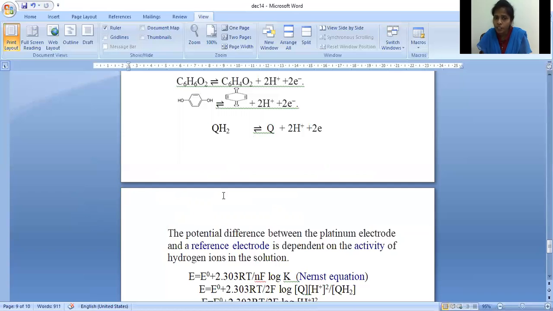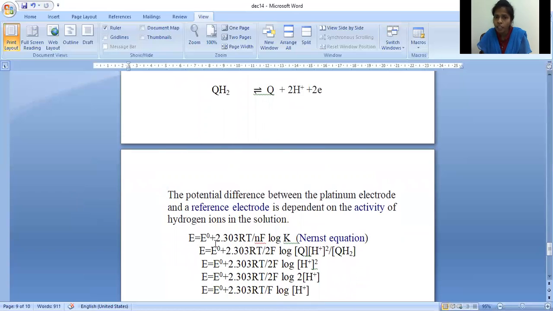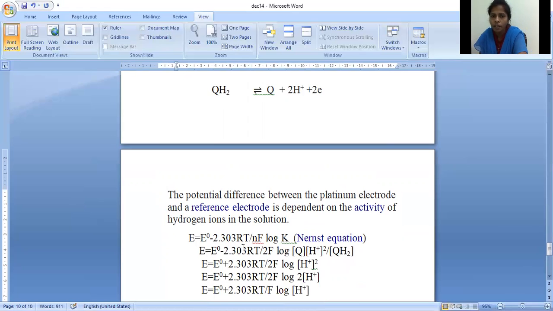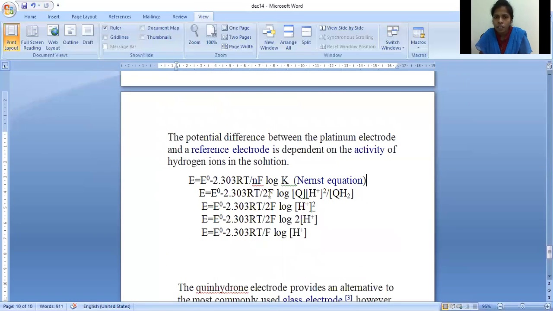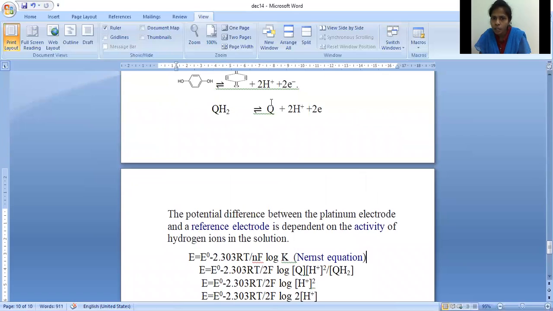Now let us apply the Nernst equation. What is the Nernst equation? E is equal to E naught minus, not plus here, E naught minus 2.303 RT by NF log K. But what is K here? K is the products concentration divided by the reactants concentration. So 2.303 RT by, what is N? N is 2, F log of product Q times H plus power 2 divided by QH2 concentration.